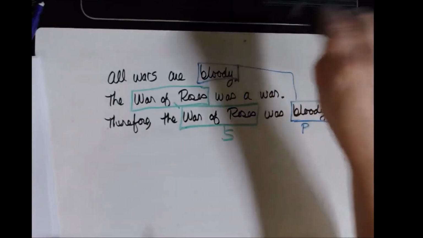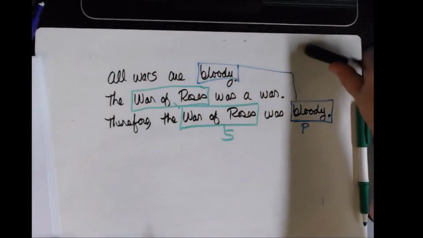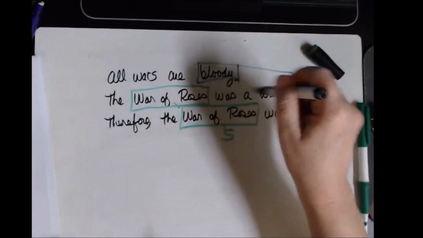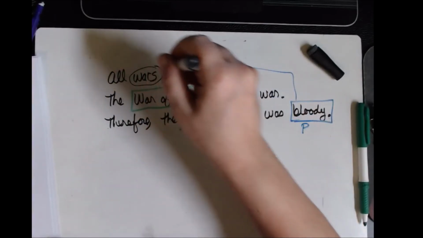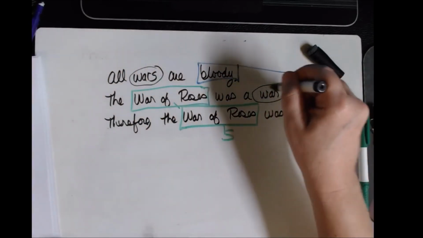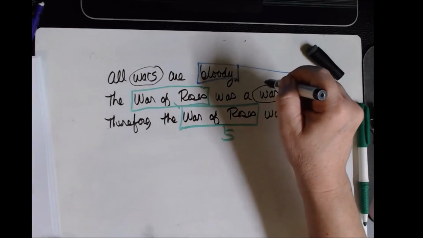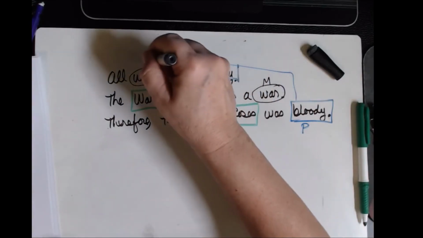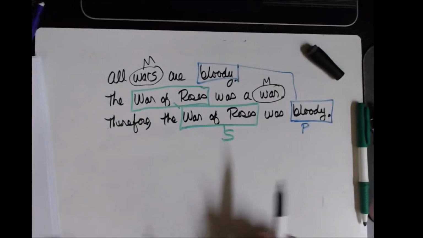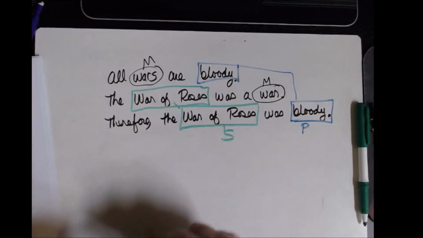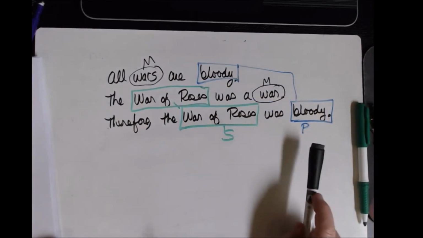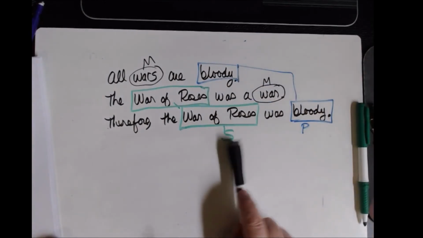What's left is the middle term. I don't have another color, so I'll just circle it. So it leaves me with wars and wars. So those are the two middle terms, which they designate with a capital M. Okay. So I have identified my major term, my minor term, and my middle term.